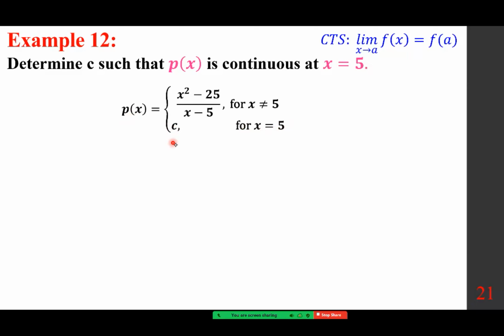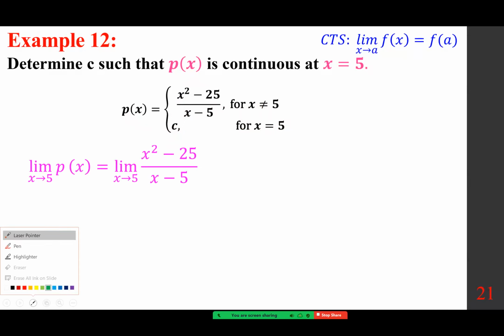So let's take a limit. And to take a limit, we just deal with this because the function is always that except at 5. So that's the thing we are going to use. We're going to take a limit as x approaches 5. And I hope you realize if you plug in, you get 0 over 0.